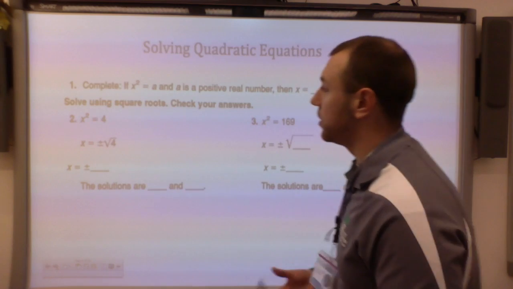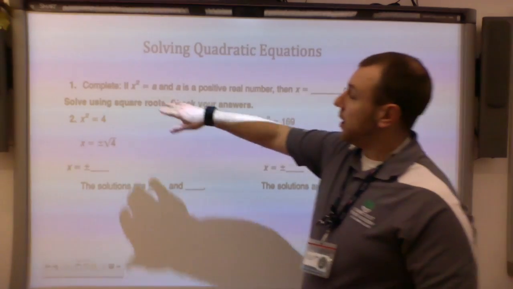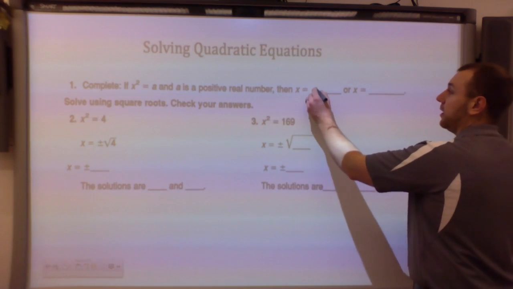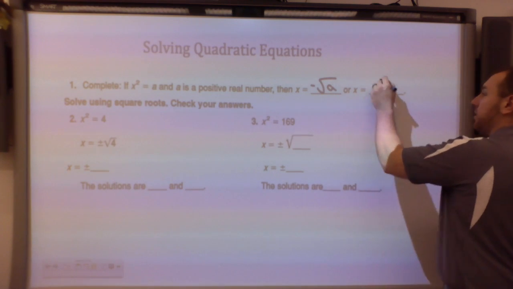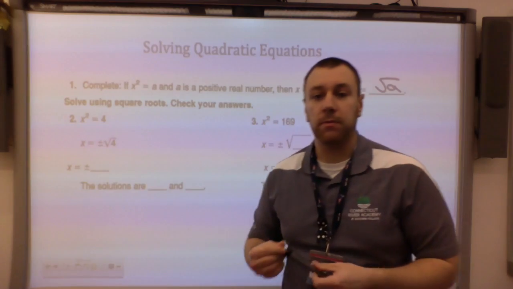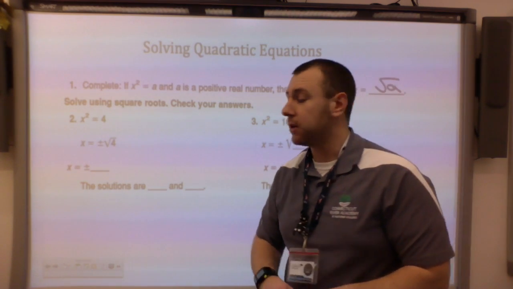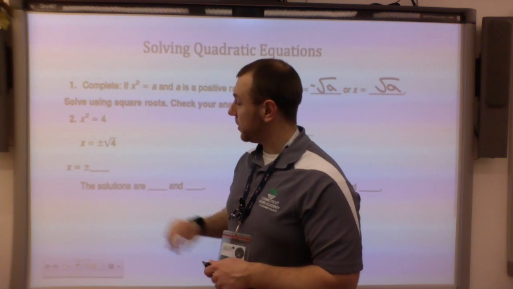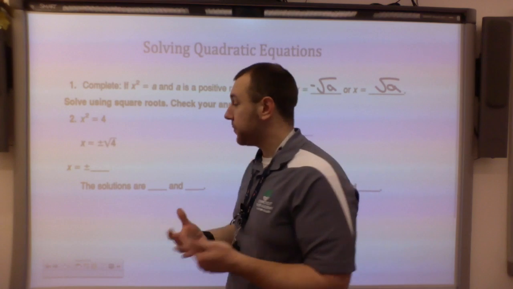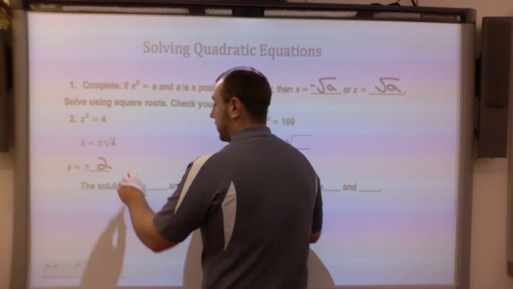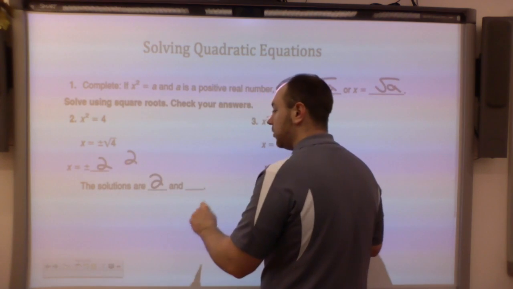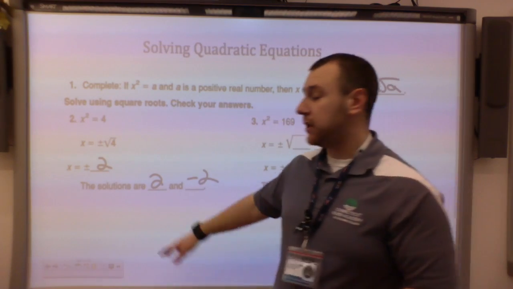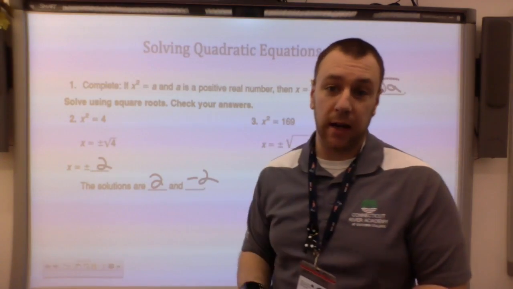So walking through some more examples here, if x squared equals a, then x could be the negative square root of a or just the square root of a. So it means that there's a positive and a negative. So here I have x squared equals 4. When I take the square root of both sides, you notice that there's a plus or minus, which means that x is either going to be 2 or negative 2. So there are two answers. When you see that plus or minus, that means that there's a positive answer and a negative answer.